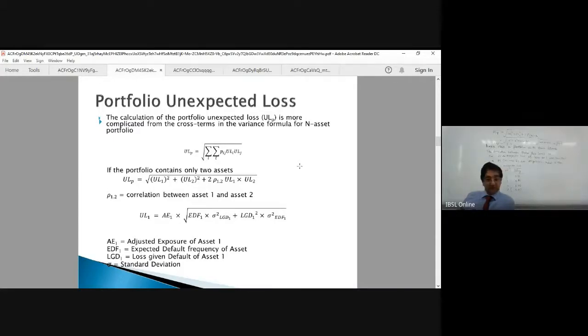Right, anyway. Now you got my point where I told you the portfolio unexpected loss depends on the correlation. When the correlation is higher, the unexpected loss of the portfolio is higher. When the correlation is lower, the unexpected loss of the portfolio is low. So that is an indication. That is why in an economic downturn, the banks will have to face severe unexpected losses. This is one of the reasons. Why? The correlations go up in an economic downturn. When the correlations go up, the unexpected losses of the portfolio will go up.